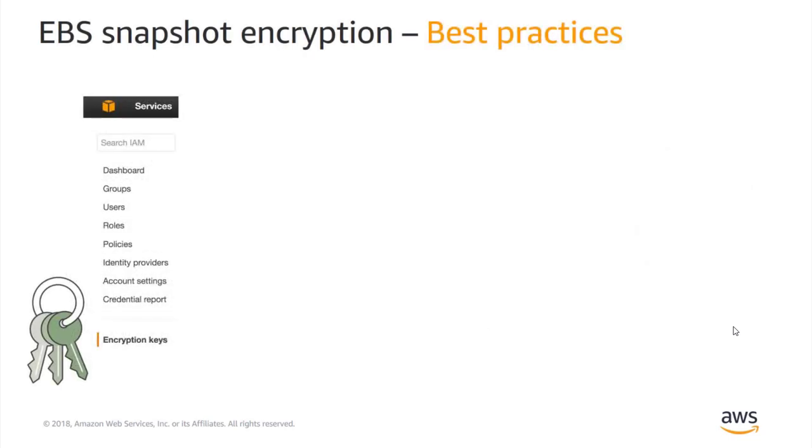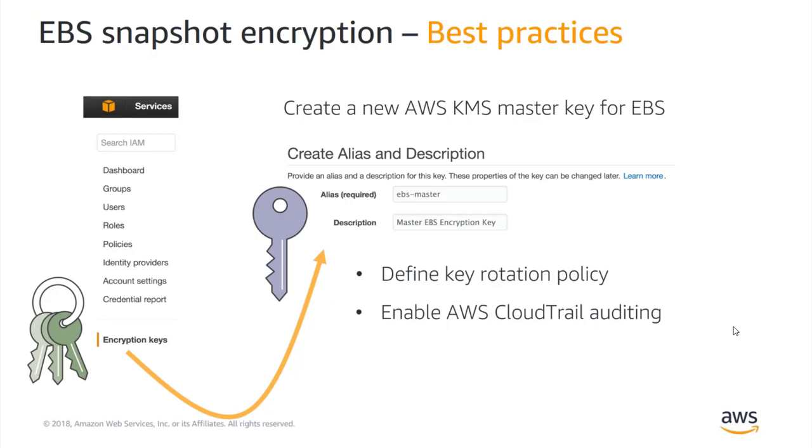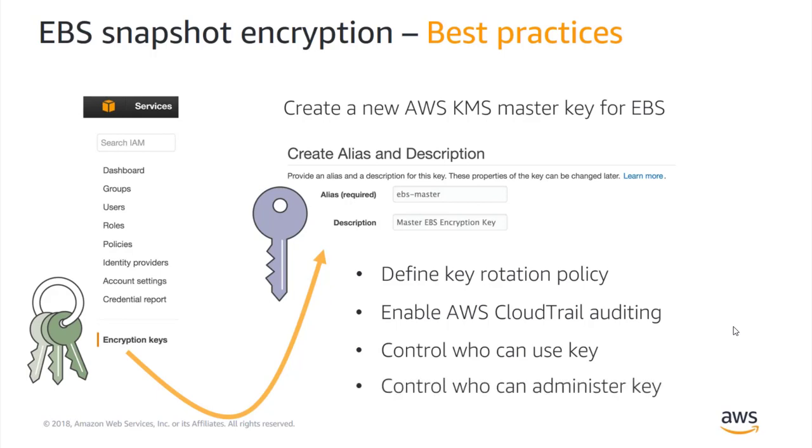When encrypting EBS volumes and snapshots, it's considered best practice to use a custom CMK. You can create a custom key in the IAM Management Console or using IAM APIs. A custom key provides a number of benefits. It gives you the ability to define key rotation policies on the keys you create. It allows you to fully audit how the key is used for encryption and decryption. You can control who can use the key, allowing you to limit decryption of sensitive data. And it also allows you to control who can administer the key.